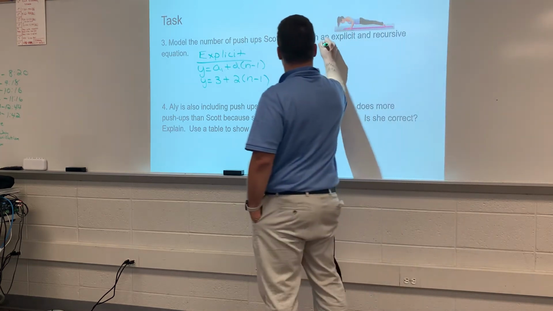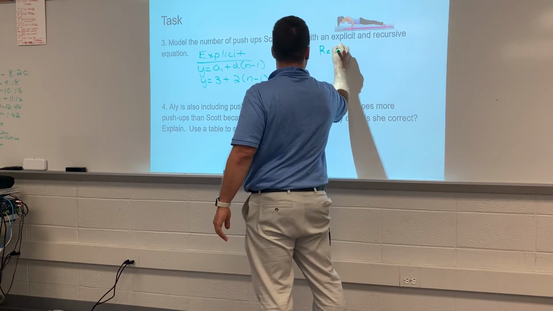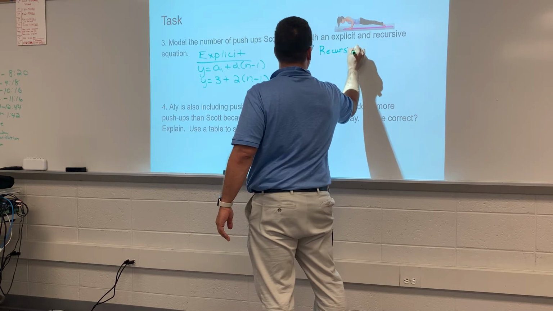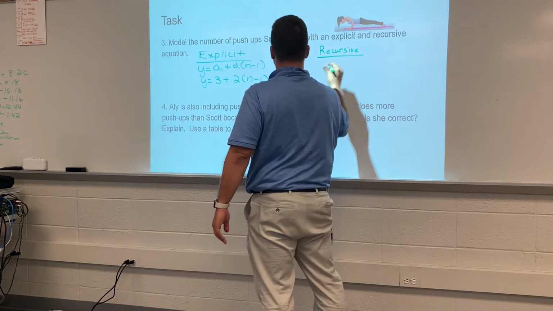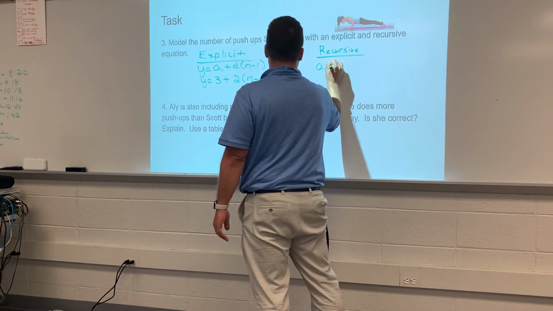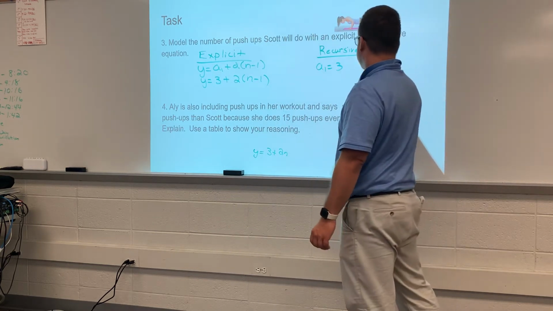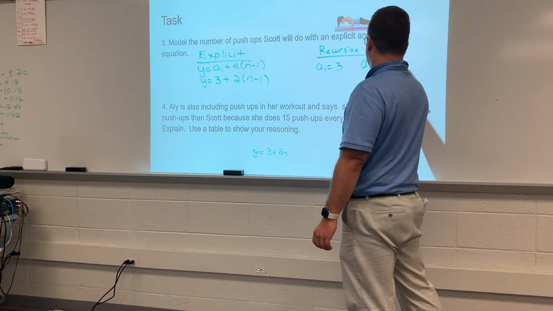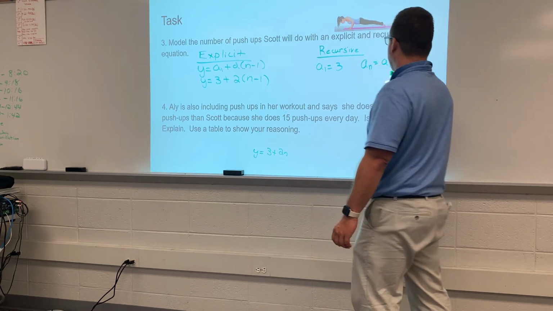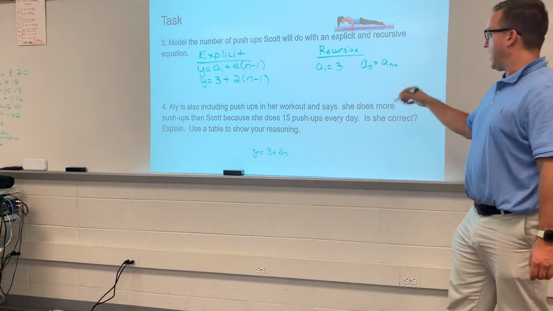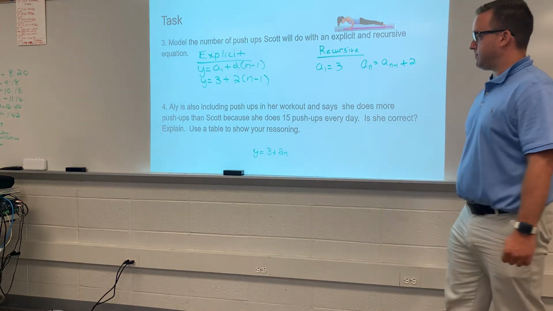So now we have our recursive equation. So again, we start a sub 1 equals 3. And then we could say a sub n, the next term, equals a sub n minus 1, the previous term, and you just add 2 push-ups to it.